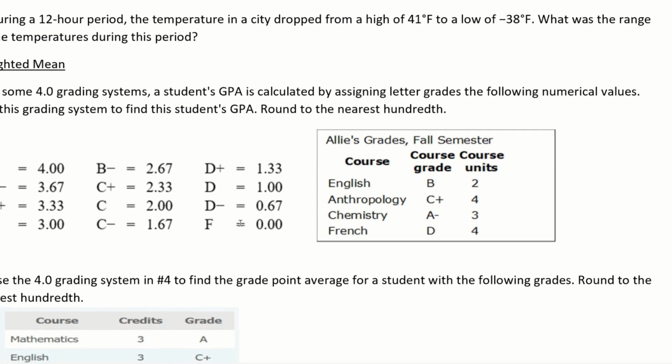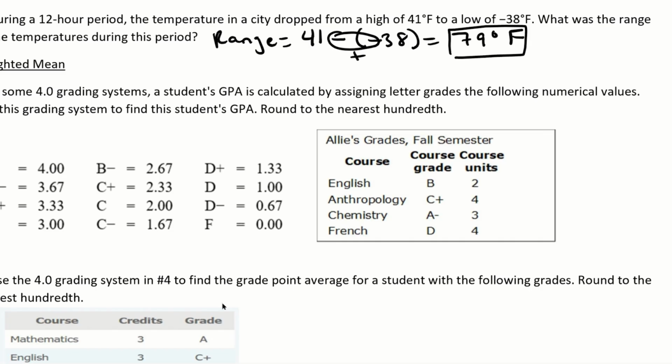Number 3. During the 12-hour period, the temperature in the city dropped from a high of 41 to a low of negative 38. What was the range? Okay, so the range is the maximum minus the minimum. It's going to be 41 for the max, and then minus the minimum, which is negative 38. The double negative turns into a positive, so it's really 41 plus 38, which is 79 degrees Fahrenheit.